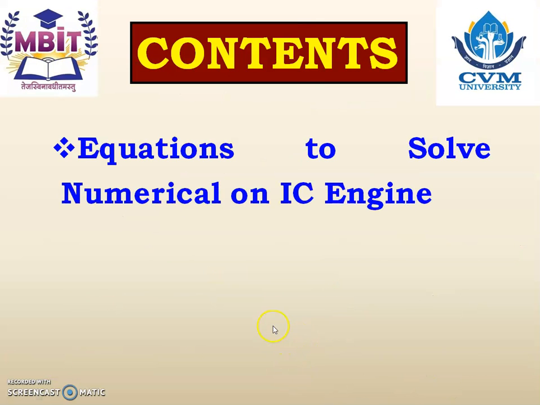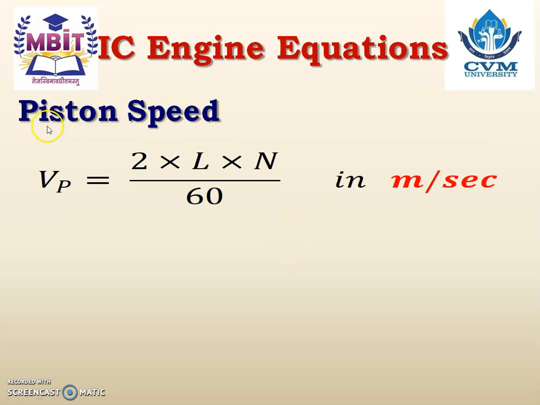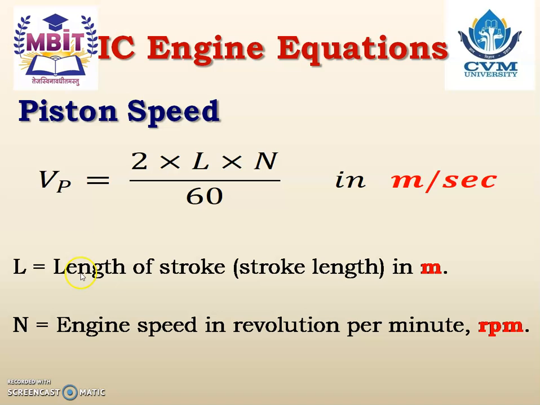The topic included in today's lecture is equations to solve numericals on IC engine. First is the piston speed. Vp is equal to 2LN divided by 60, and Vp is in meter per second, where capital L is length of stroke or stroke length in meter, and capital N is equal to engine speed in revolution per minute, that is RPM.